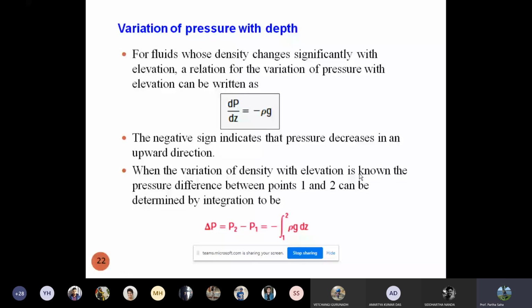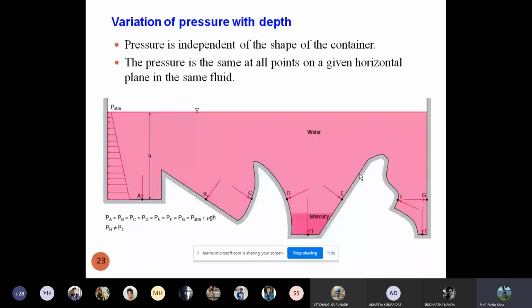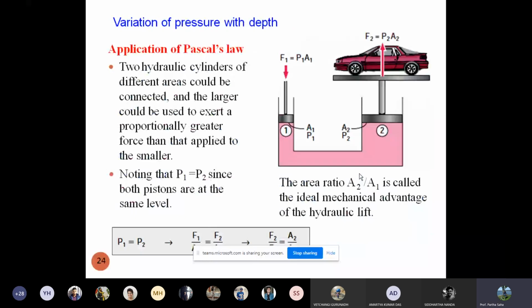Similarly, pressure is independent of the shape of the container. The pressure is the same at all points on a given horizontal plane in the same fluid. This is a very nice example. If you have visited a garage for washing your car, you must have seen how these people take the car up and then clean it from the bottom. This is actually a hydraulic mechanism. Force is nothing but P1 into A1.